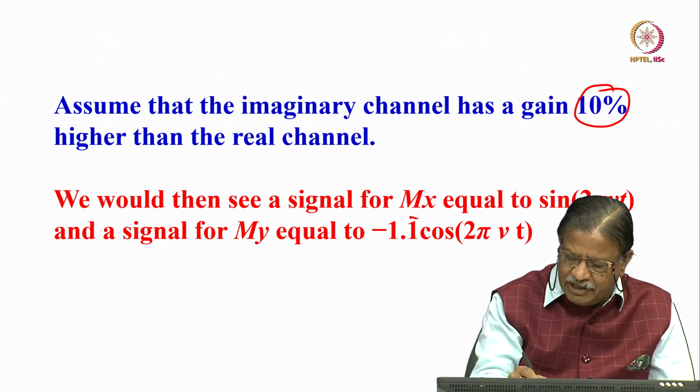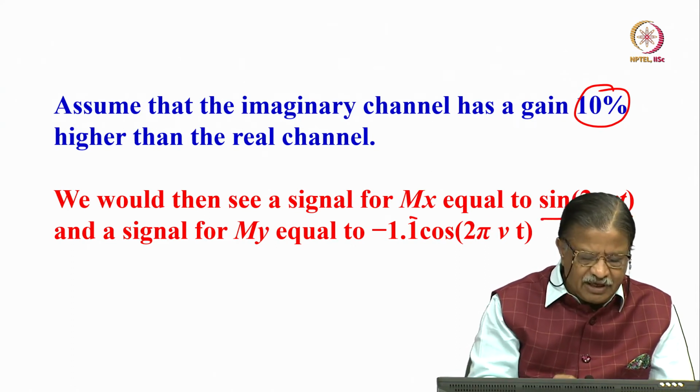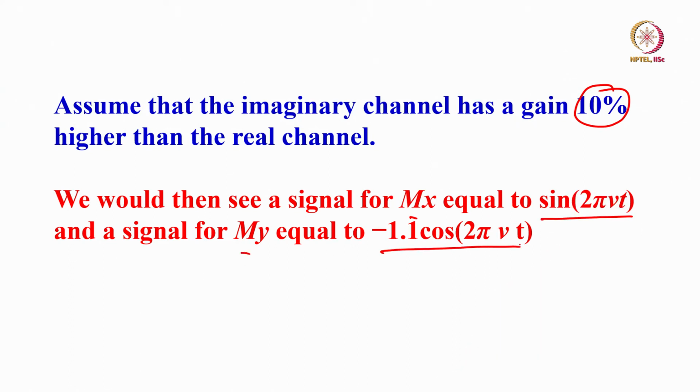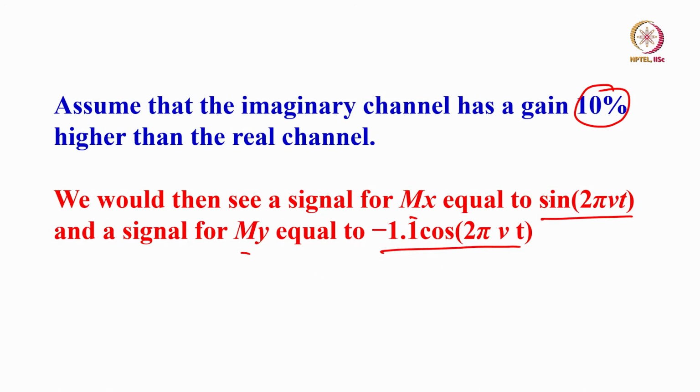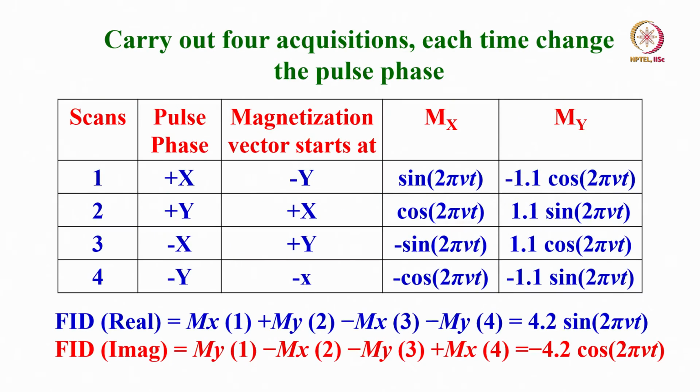Now we see a signal Mx equal to sine of 2 pi nu t, and the signal for My equal to 1.1 times cosine of 2 pi nu t, because this is not 100% equal, and I have taken 10% more as the gain. The imaginary part is 10% more. Okay. So now we carry out 4 acquisitions, doing the experiment 4 times. Acquisition means I will acquire the signal 4 times, and each time I do a trick. I will change the pulse phase.